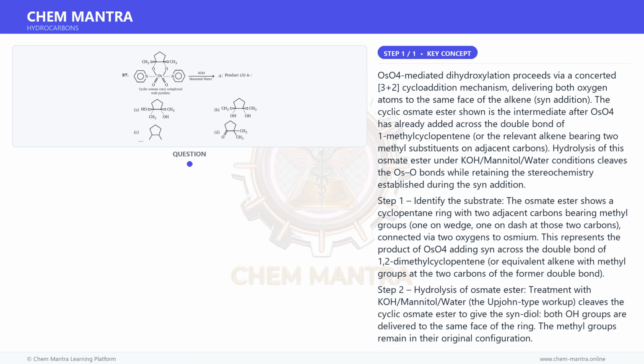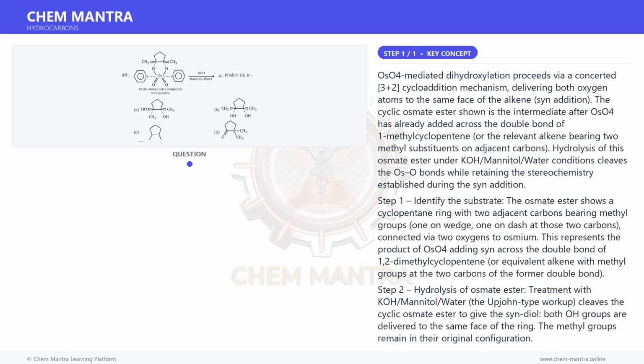This represents the product of OsO4 adding syn across the double bond of 1,2-dimethylcyclopentene, or an equivalent alkene with methyl groups at the two carbons of the former double bond. Step 2. Hydrolysis of osmate ester. Treatment with KOH-mannitol water. The Upjohn-type workup cleaves the cyclic osmate ester to give the syn diol.